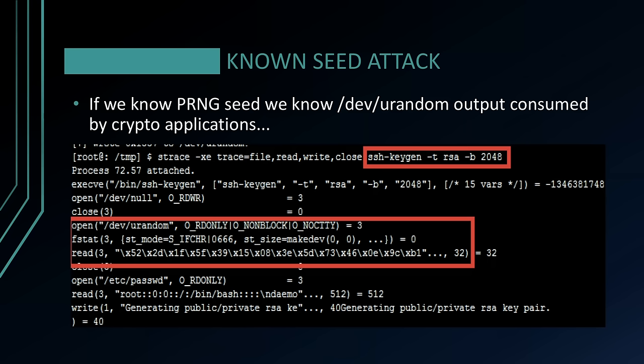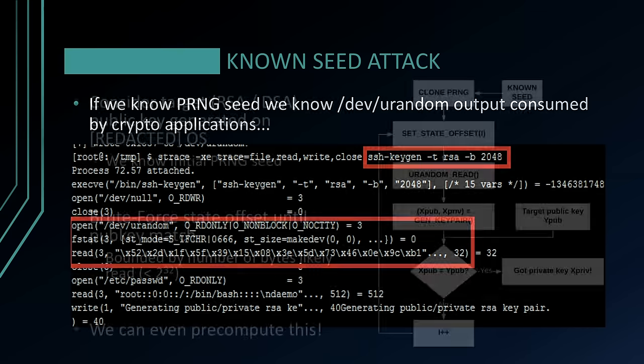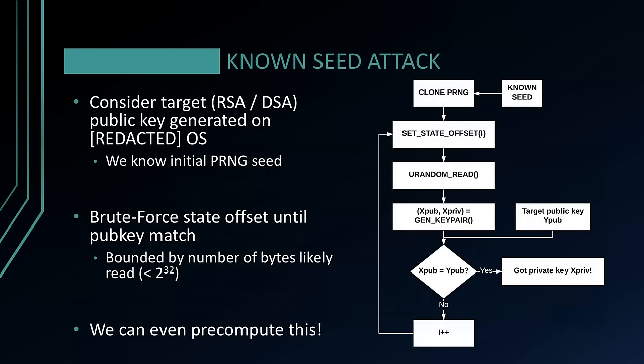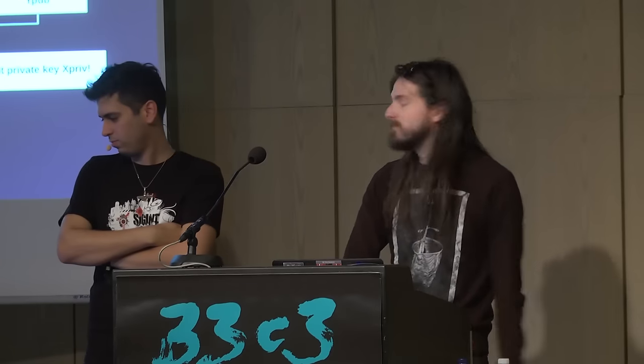So as you can see on the slide here, the SSH key generator simply draws from the same output we saw earlier produced by this known seed. So consider a remote attacker, not a local attacker, who has a public key generated on this target operating system, and they know the initial PRNG seed. They simply clone the random number generator, seek the appropriate state offset, read from the random number generator, generate a corresponding public and private key pair, and if it matches the target public key, well, obviously also the private key matches. And if it doesn't, it iterates to the next state offset. And because these state offsets are determined by how many bytes have been read from the dev-u-random device, this is bounded by a very reasonable brute force upper bound, because I don't think more than 4 gigabytes will have been read from the random number generator before generating your keys.